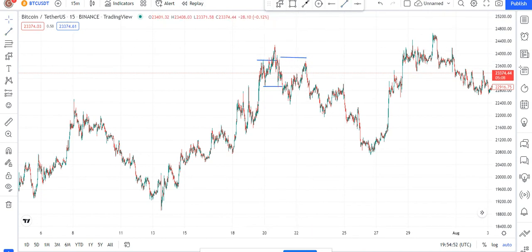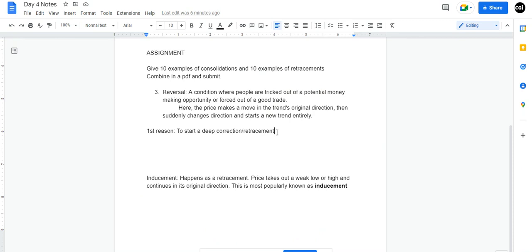This is the first reason. The first reason is to start a deep correction or retracement. So this is the most common reason.